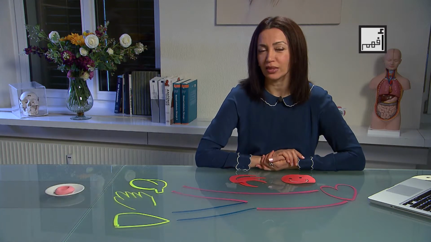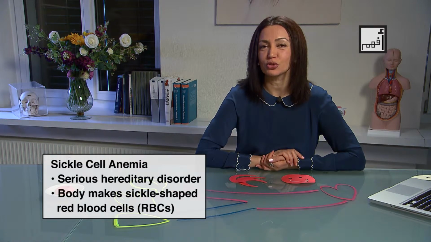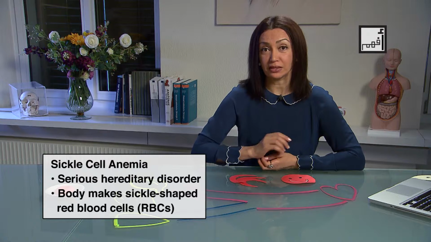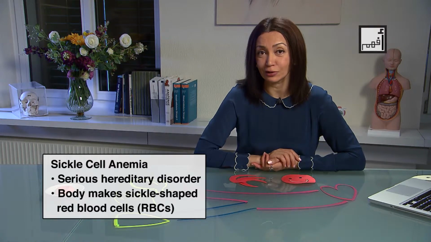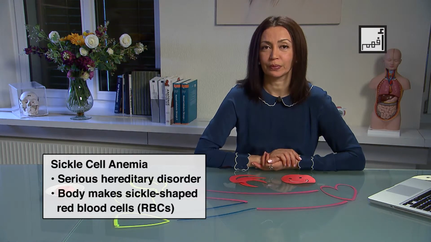Sickle cell anemia is a disease that affects the red blood cells. Anemia means a problem with the blood cells. And sickle cell is one disease that makes the blood cells look like sickles or crescents.